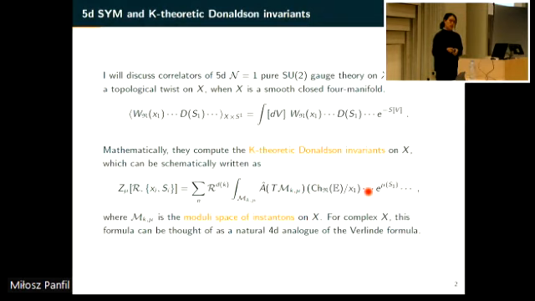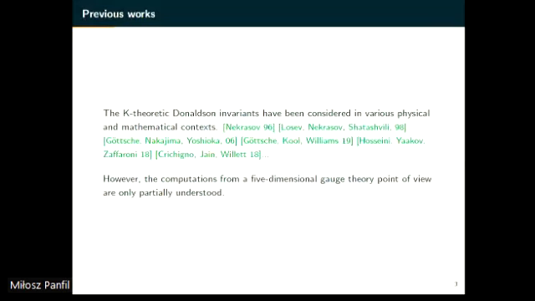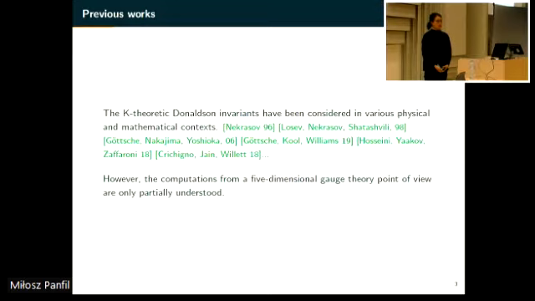And there are also factors that are actually some characteristic classes associated with some of the homology classes on X that you choose as a definition of the invariant. Okay. At the end of the day, those factors that I just mentioned will correspond to insertions of various operators from the physics perspective. And I'm going to review the precise relation between these two expressions in the first part of the talk. Okay. And this formula, in some sense, can be thought of as a natural 4D analog of the Verlinde formula.